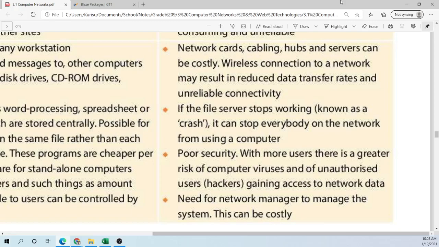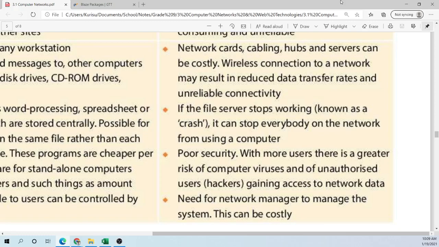The second one is that central point of failure. All of the computers on the network are relying on that file server to be able to work. All of the resources, all the data, all the files are stored on this server. That's how persons do their work. So if the file server were to crash or stop working, then no one in the organization will be able to do their work. So that's one disadvantage there, another disadvantage.